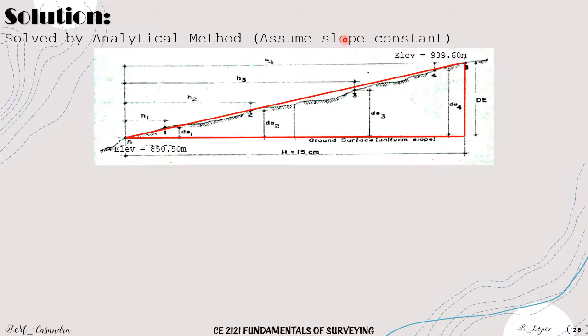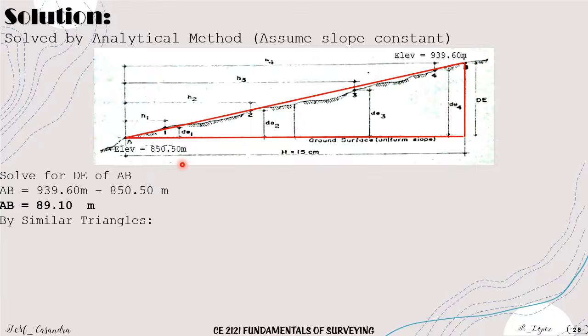So we have your difference in elevation. We have here the distance on the map. And then we have here your uniform slope. So to solve for our map distances, we solve first for the difference in elevation of points A and B. So that is now given as 89.1 meters. So by similar triangles, we can now solve for the map distance from point A to point 1, or this is now 860 elevation.